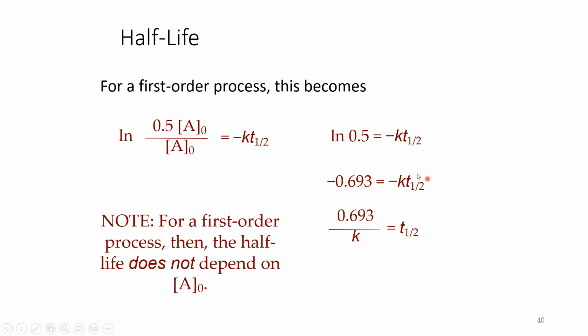So we can continue to go through this one, isolate the time, and we're just going to wind up with the time needed to get to that half-life for a first order process is going to be 0.693 divided by whatever the rate constant is for that particular reaction.